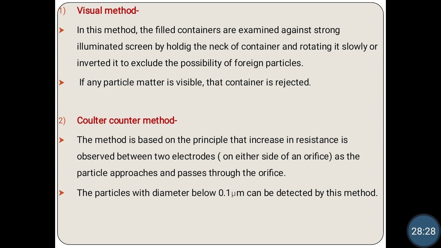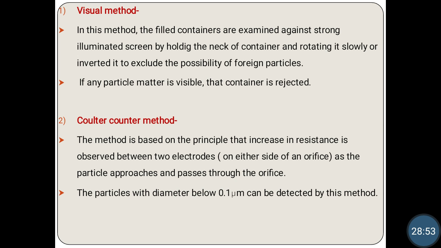So these are the 4 methods which are used to check the particles present in a parenteral preparation. The first one is the usual method: by the naked eye, we can observe the particles present in the preparation. Then the next one is the Coulter counter method, in which again a special type of instrument is used.